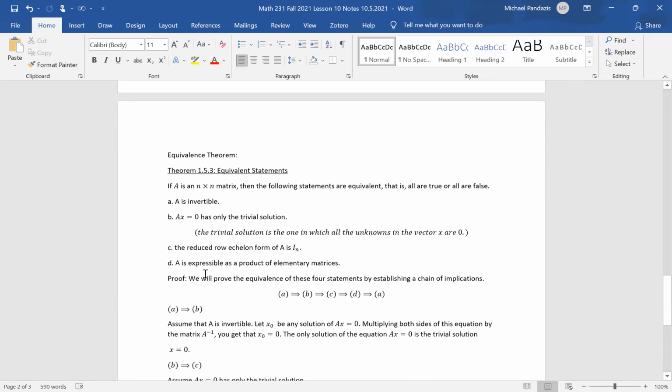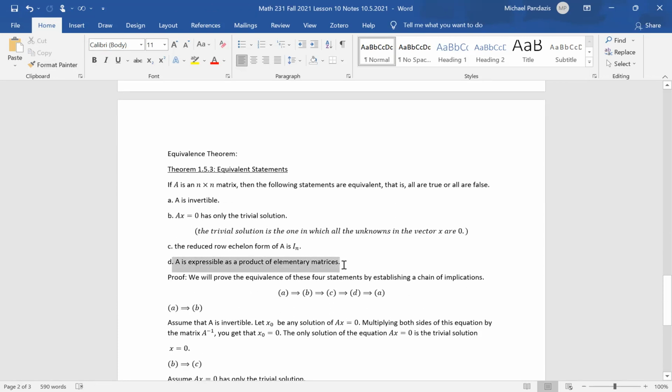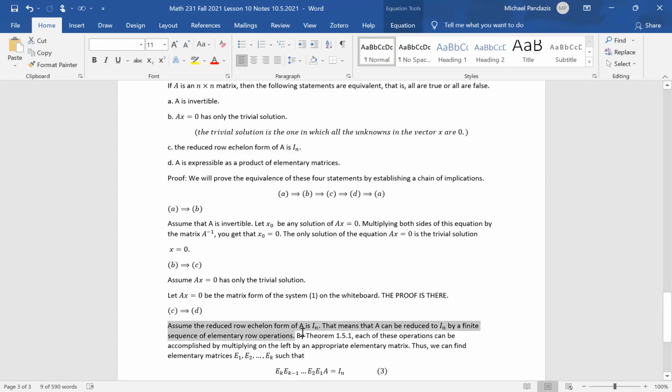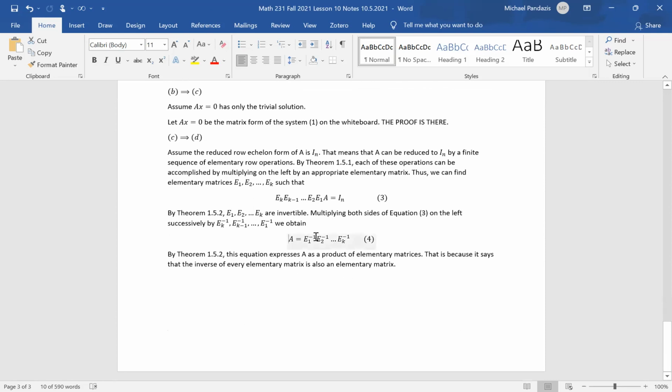Statement D is that A is expressible as a product of elementary matrices. We assume that the reduced echelon form of A is I sub n, and we concluded that A is expressible as a product of elementary matrices. Right there. Okay, so C implies D is proven.